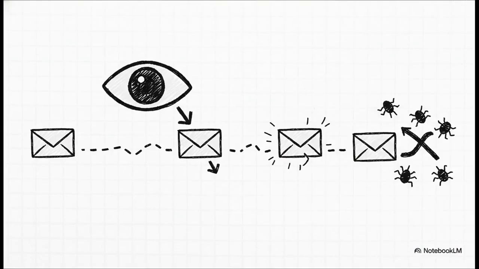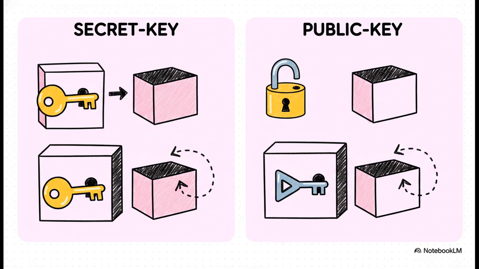Well, someone could try to intercept the packet and read what's inside. They could even try to alter it while it's in transit. To guard against all this, we rely on an incredibly powerful tool, cryptography. There are two main ways to lock up data. Think of it like a lockbox. With a secret key, you have one single key that both locks and unlocks the box. It's fast, but you've got to figure out a safe way to give that key to the other person.